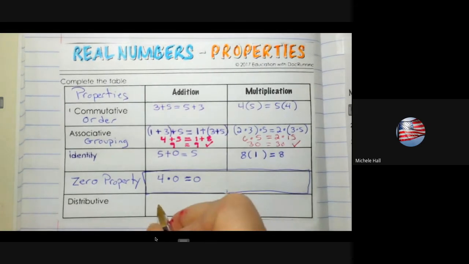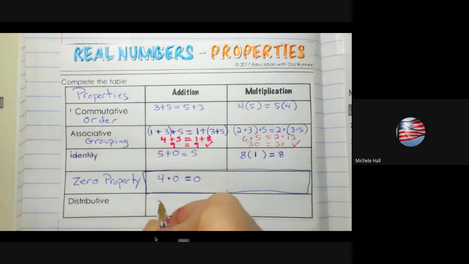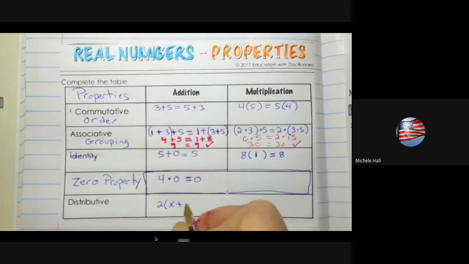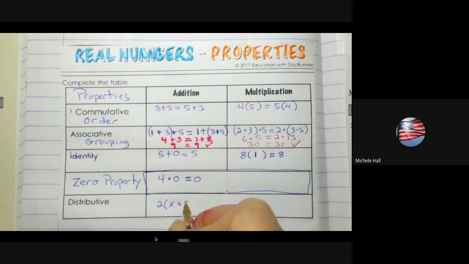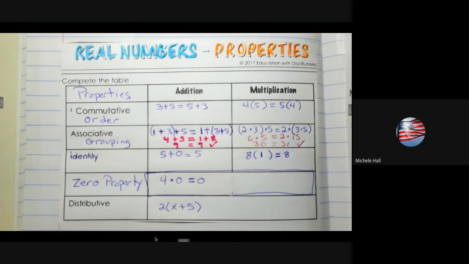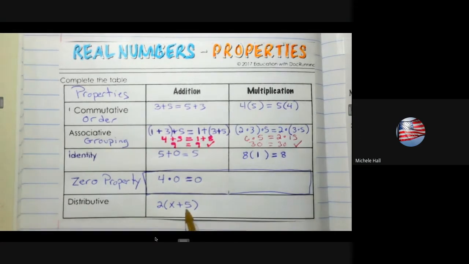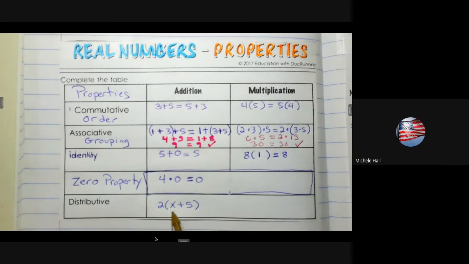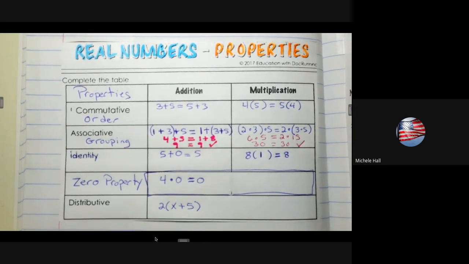And the distributive property would be a problem like 2 times, in parentheses, x plus 5. Now, order of operations says that we start in parentheses. X plus 5. Can I add a variable with a number? No, I cannot. I can only add x's with x's and numbers with numbers. I cannot add x plus 5.